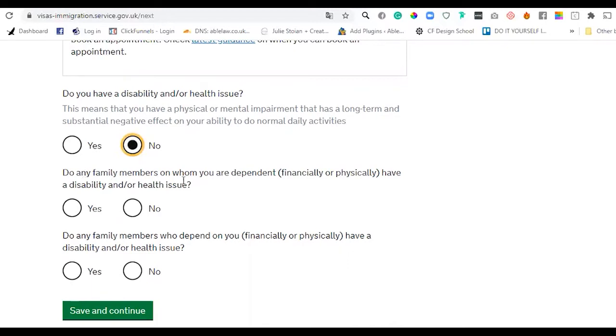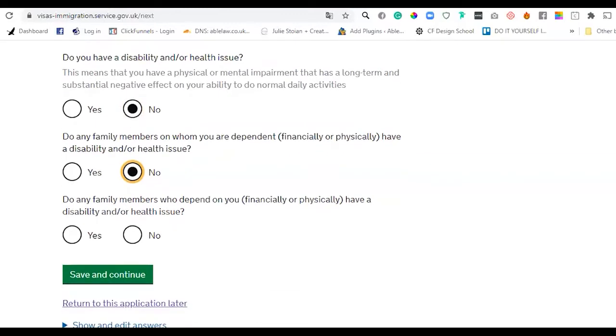Do any family members on whom you are dependent have a disability or health issue? Let's say you're dependent on a husband, does he have a disability or health issue? That's the question there. If you're depending on somebody and they have a disability or health issue, then you tick yes. For me, I'll say no. This is just so I know what sort of questions they're asking. Do any family members who depend on you have a disability? I'm just going to say no.